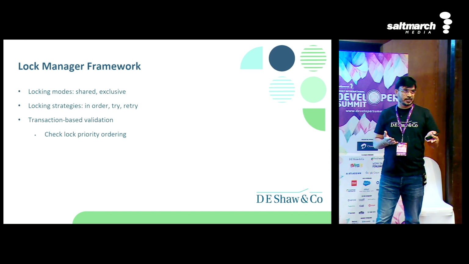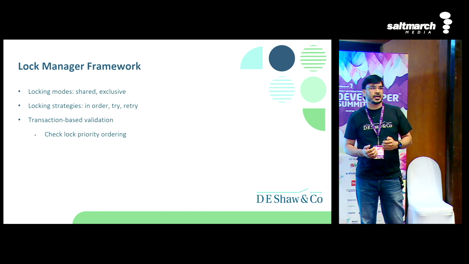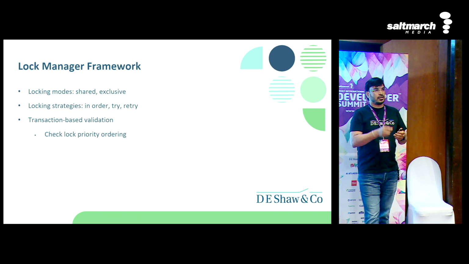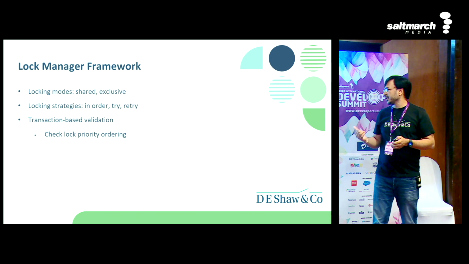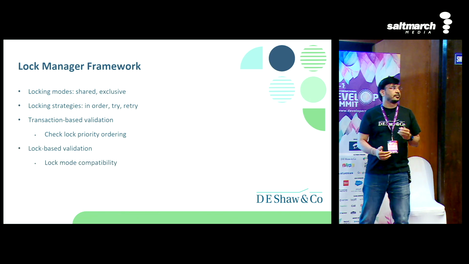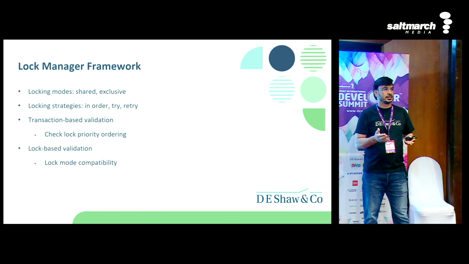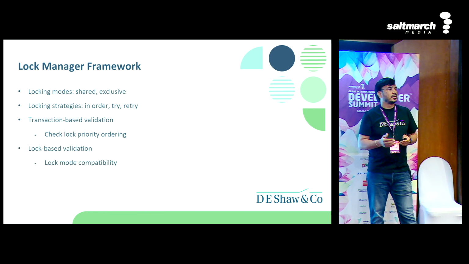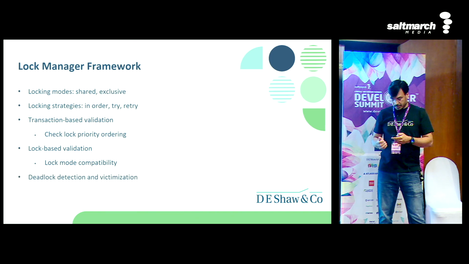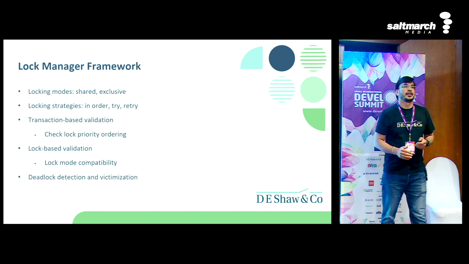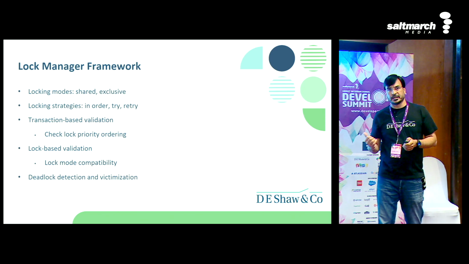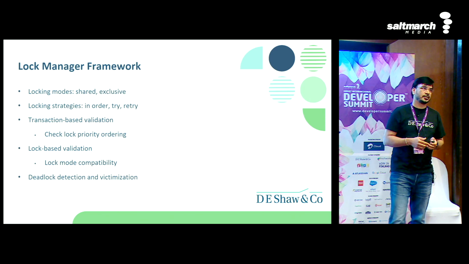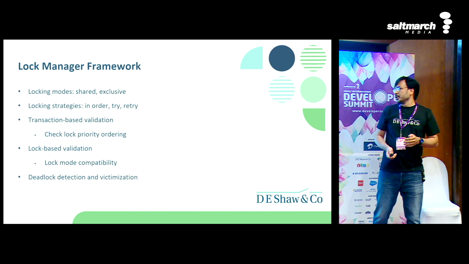One of the validations, as we discussed, is that we need to ensure that the transaction is following the locking of the objects in the predefined order. That is what we call transaction based locking. Next comes the locking modes, shared mode and exclusive mode. Whenever a transaction is trying to acquire the lock, we need to make sure that the other transactions which are holding the lock are compatible with this particular request, and if so, then the transaction can get the lock.